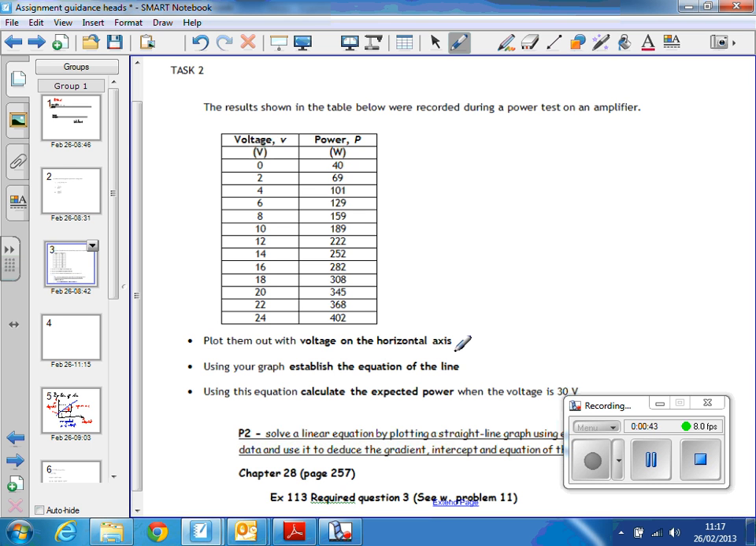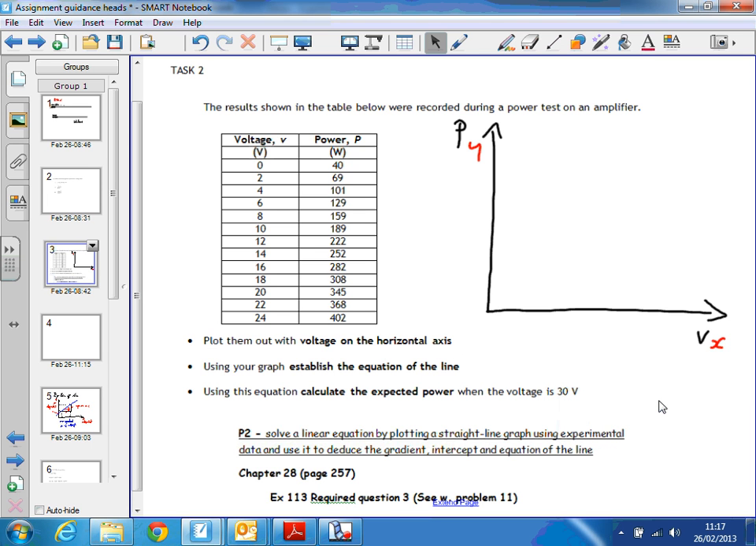If I plot these results, power on the y-axis and voltage on the x-axis, power is on the y, voltage is on the x. So the general equation of the line uses y and x. So it states it as y and x. But when you do your equation of the line, you can substitute P for power for the y value and V for the x value.